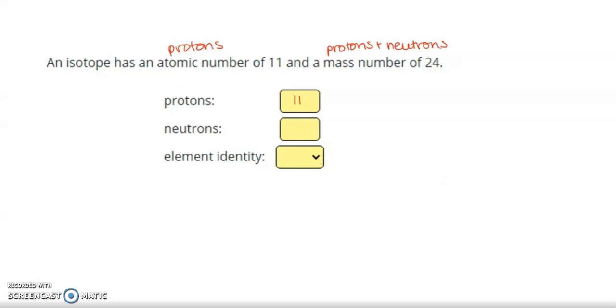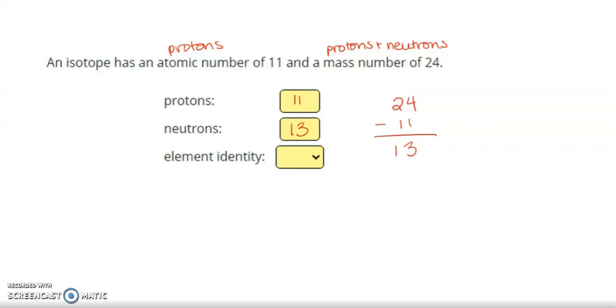And neutrons we have to calculate. We have that the mass number is 24. We're trying to find neutrons, so we're going to go mass number 24 minus atomic number, which is 11. That gives us 13. So there are 13 neutrons.